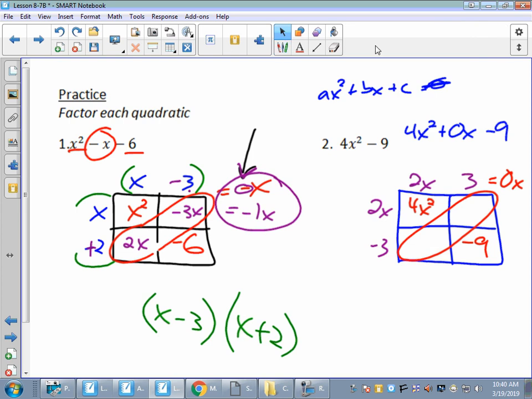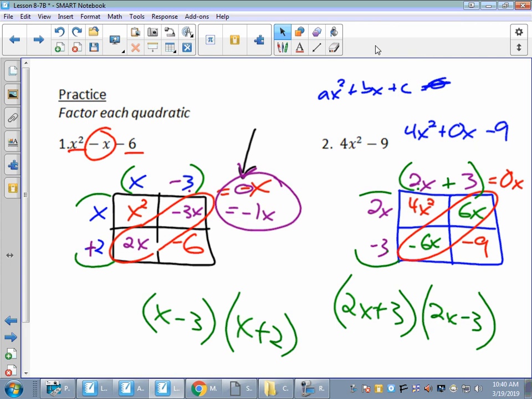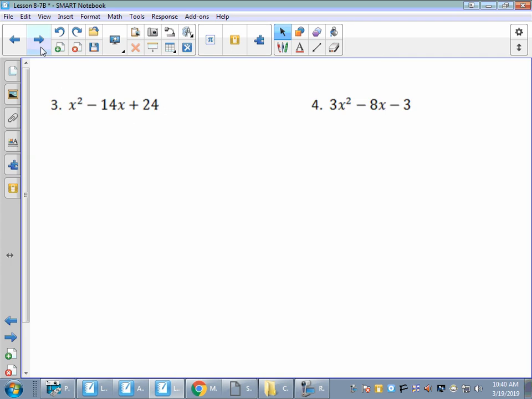Okay. In this grid here, we've got 2x times -3, which is going to give us a -6x. And here we've got 2x times 3, which is a +6x. So when we add across diagonally here, we've got 6 and -6. That does equal 0x, so we're in good shape. Again, I could put a plus sign in here because there's no sign that makes it positive. So our answer would simply be 2x plus 3 times 2x minus 3. And there we go. There you have it. Square method. Rocket. Okay. We could try 3 and 4 on your own.